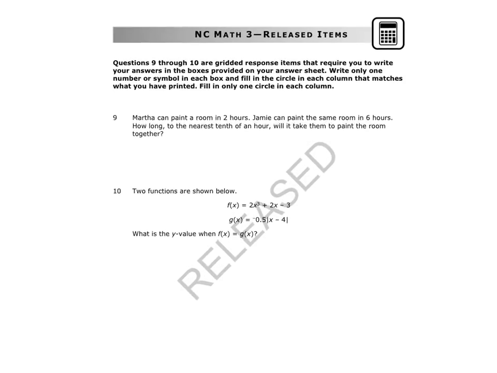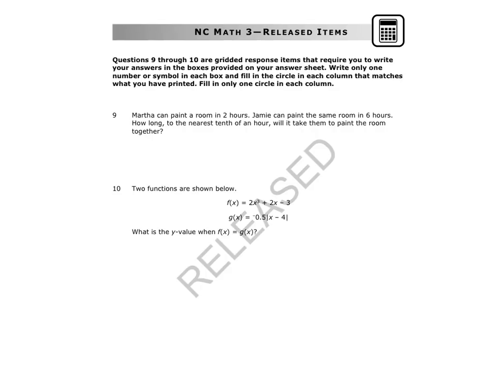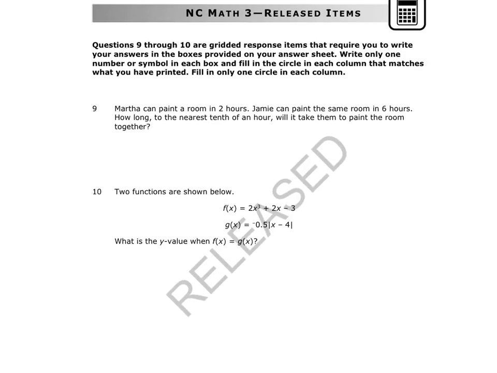All right, Martha can paint a room in 2 hours. Jamie can paint a room in 6 hours. How long to the nearest tenth of an hour will it take them to paint the room together? Okay, so the way to think about this is if Martha can paint a room in 2 hours, that means that Martha can paint half a room in 1 hour. And if Jamie can paint the same room in 6 hours, that means Jamie can paint 1/6 of a room in 1 hour.